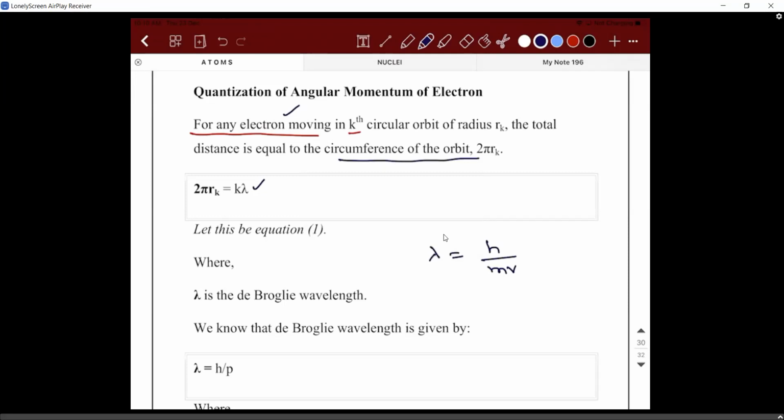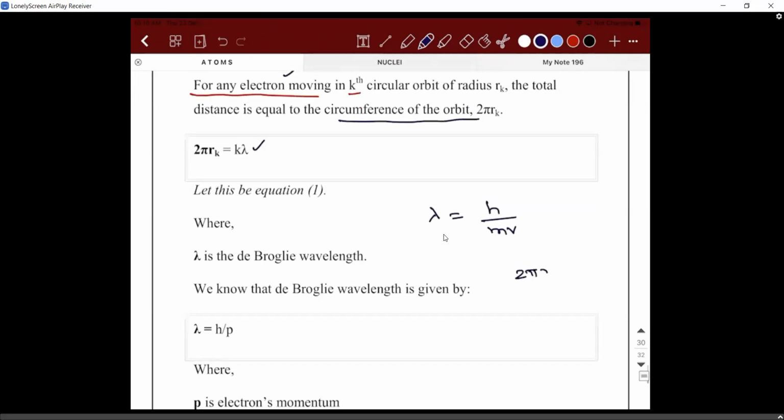If I take this and substitute it here, 2 pi rn equals n times lambda, so that is nh divided by mv. What rearrangement can I do? I can write mv times rn as nh divided by 2 pi. What is this? It is Bohr's quantization condition. So de Broglie's explanation for Bohr's quantization was something like this.